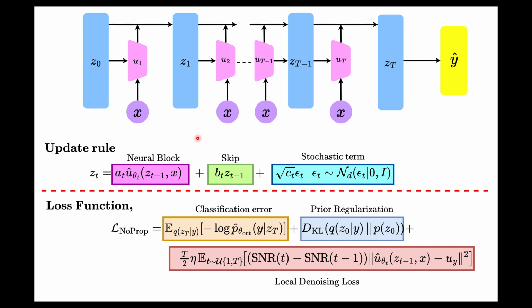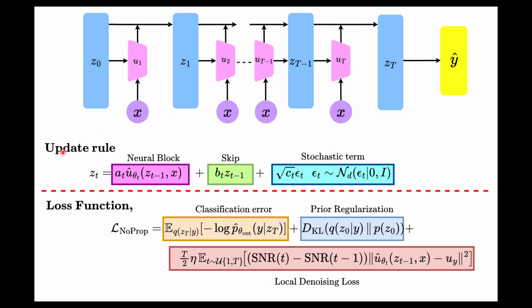At inference time, things flip. You start with pure noise in label space, and each block takes that noisy label, nudges it closer to what it thinks the correct label should be, and passes it on. After several steps, the final representation lands close to the correct class embedding. So next we will move into the mathematical core of this NoProp optimization method.